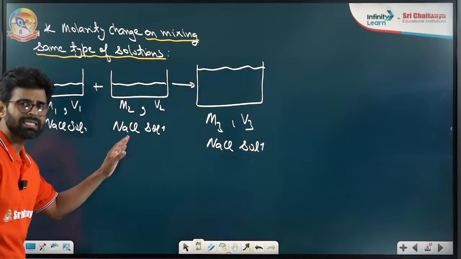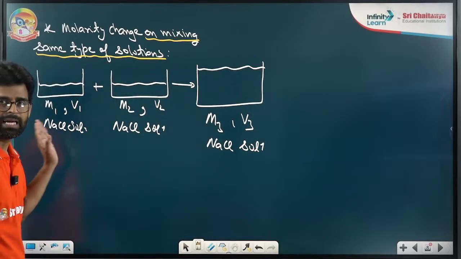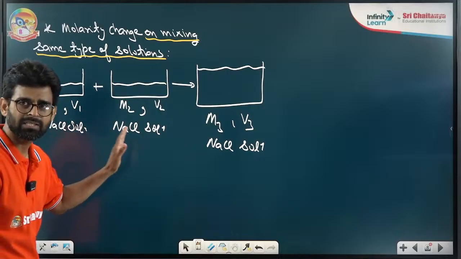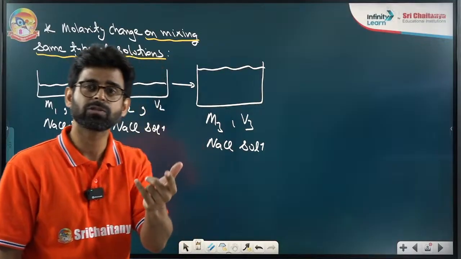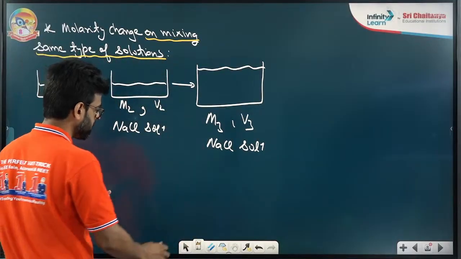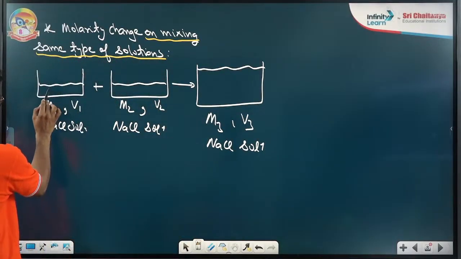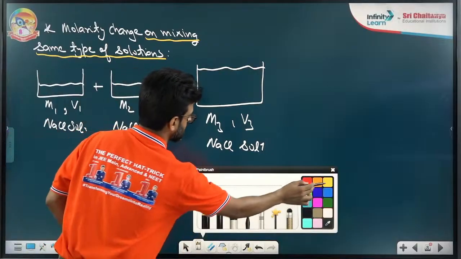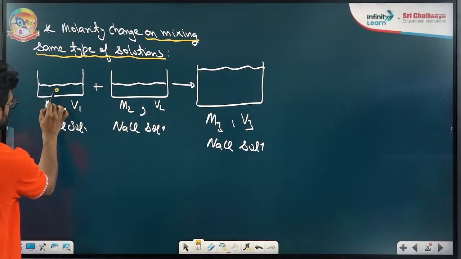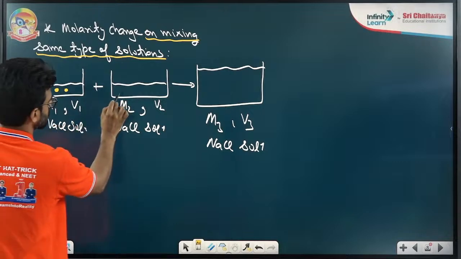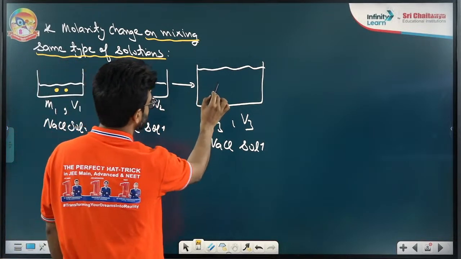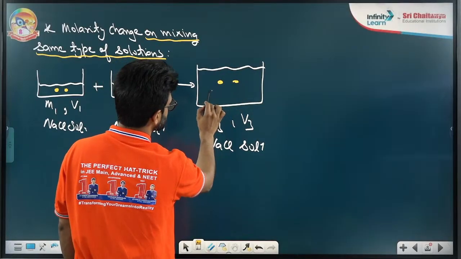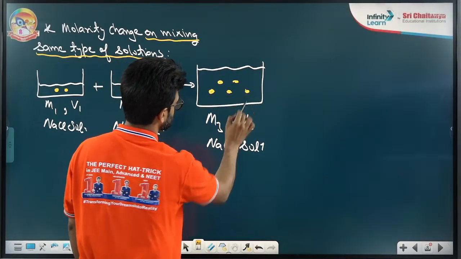I am mixing the same type of solutions here. NaCl solution mixing with NaCl solution will remain NaCl solution, right? I am not mixing two different solute solutions. Imagine I am showing you some particles. Here I am showing you 2 particles of solute, here 3 particles of solute. After mixing, definitely the total particles of solute will become 5.